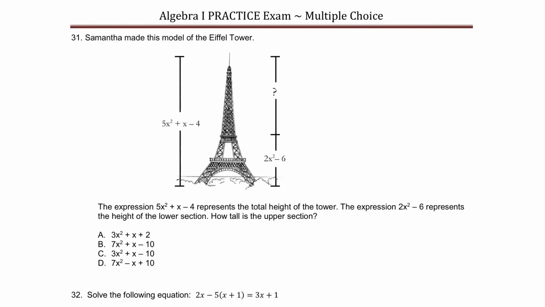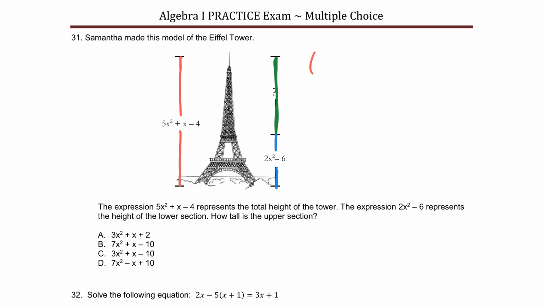All right, 31. Samantha made this model of the Eiffel Tower. That's impressive. The expression 5x squared plus x minus 4 represents the total height of the tower. The expression 2x squared minus 6 represents the height of the lower section. How tall is the upper section? So the idea here is that the upper section, like this green part right here, you could find by taking the entire distance, which I'm going to do in red here, and subtracting the blue part right here.